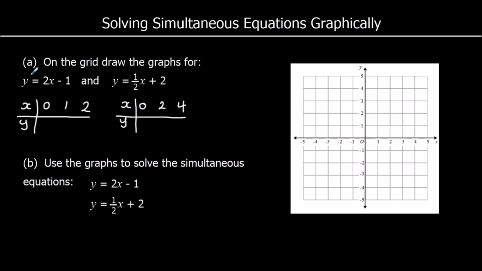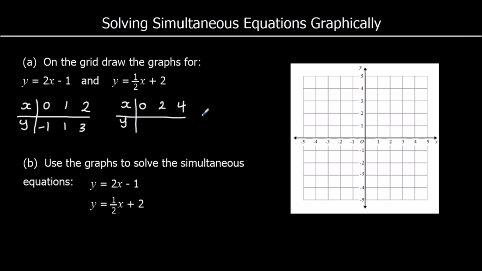So for the first line, y equals 2x minus 1. 2 zeros minus 1 is negative 1. 2 ones minus 1 is 1. And 2 twos minus 1 is 3. And you can see it's going up in twos, and that's because it's got a gradient of 2.